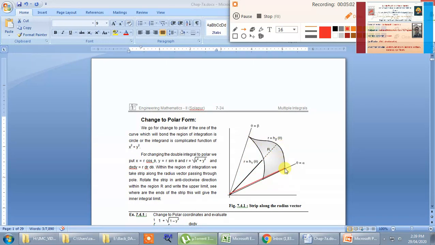That strip rotates in the anti-clockwise direction, from theta equal to alpha to theta equal to beta, because that is the range of your region R. During its motion you see where the inner end and the outer end are, and that gives you the limits. So this one is the outer integration limit and this one is the inner integration limit. If you have x, put it equal to r cos theta, and y equal to r sin theta. And wherever you see the x square plus y square term, replace it by r square, that is, under root of x square plus y square is equal to r.